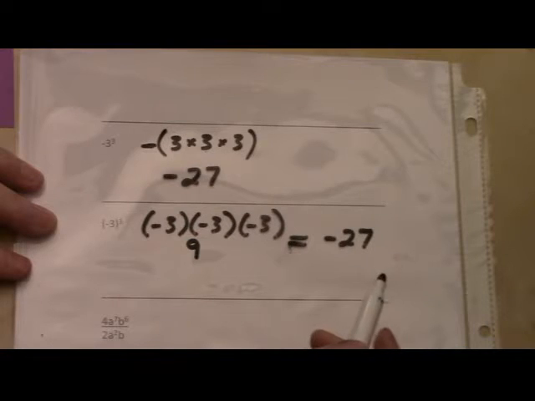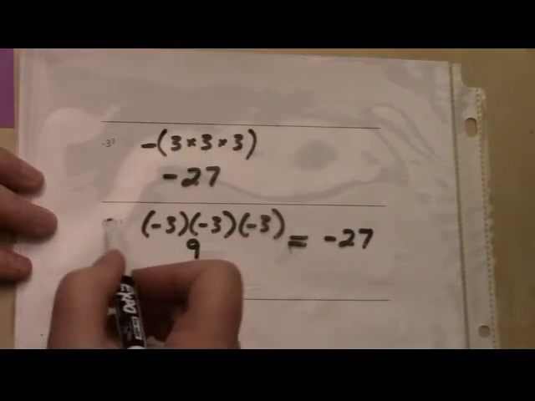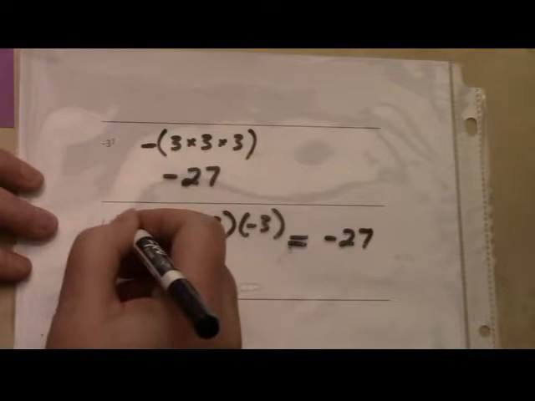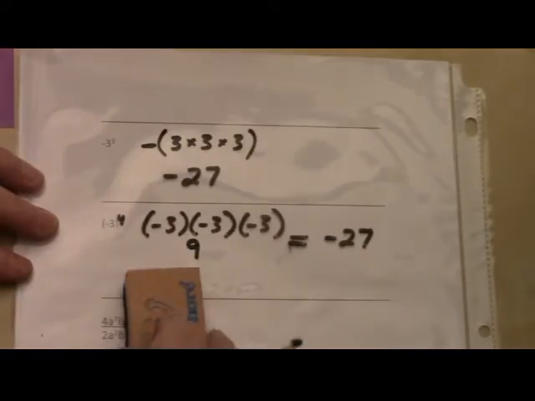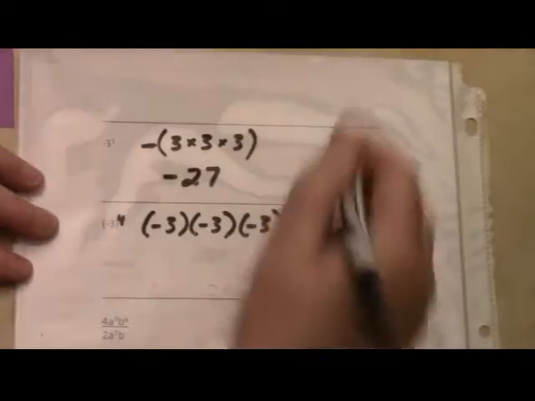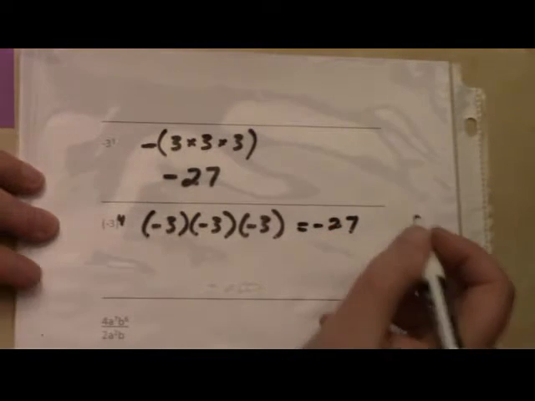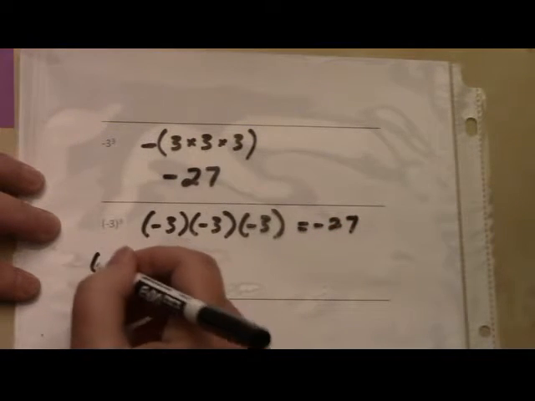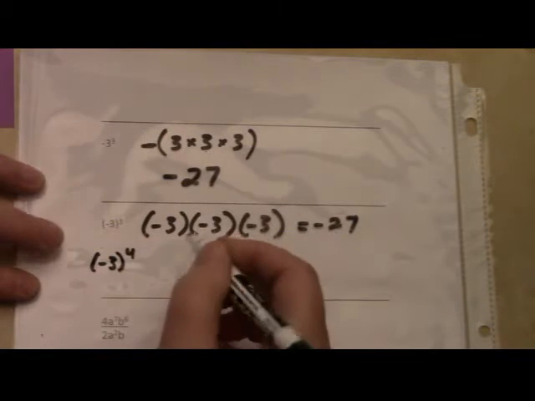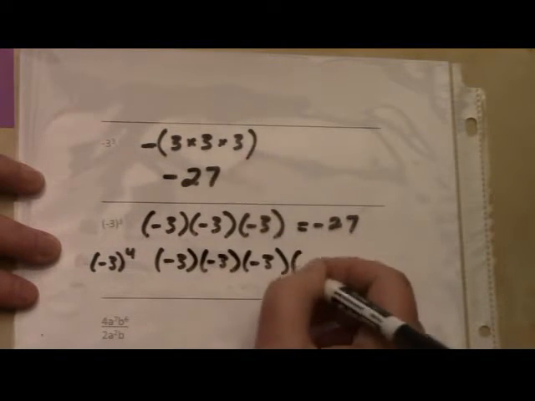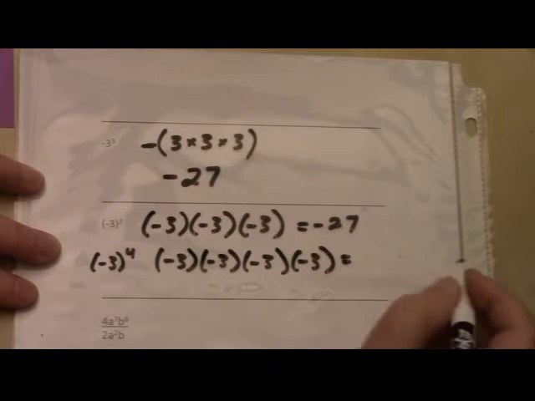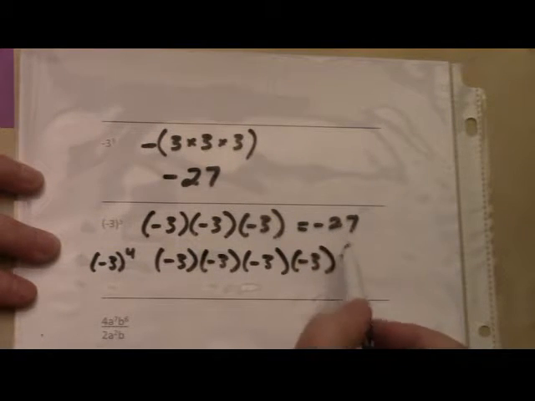What if this one here were to the 4th power? Let me just make some room. This one equals -27. Okay. What if instead it was -3 to the 4th power? Well, that would be -3 times -3 times -3 times -3. Well, now we have to know what 27 times 3 is, and I will tell you that's 81.